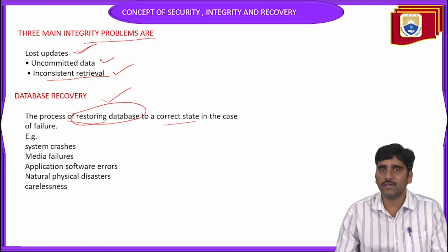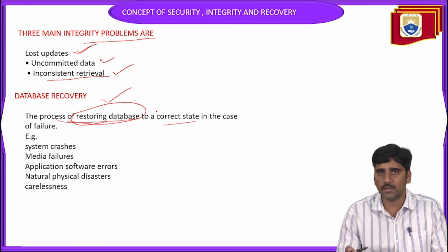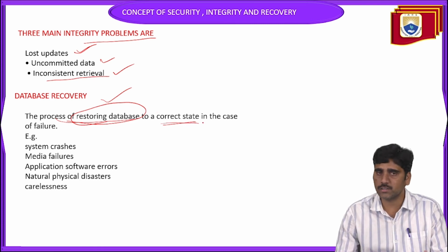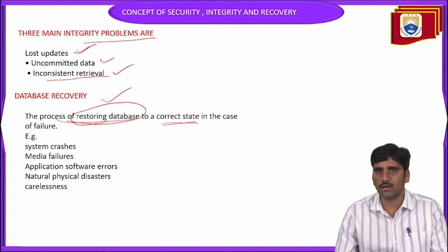So if, due to different problems, the data may be lost, we want to restore the database. The process of restoring the database to a correct state in the case of failure is called database recovery. Nowadays we can have different types of software to recover all the data. We can get recovery software online, and by installing it we can recover the data. Some of the recovery software supports data only up to the last year or last 6 months.